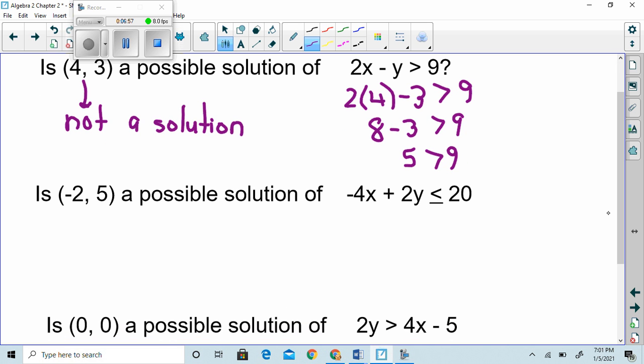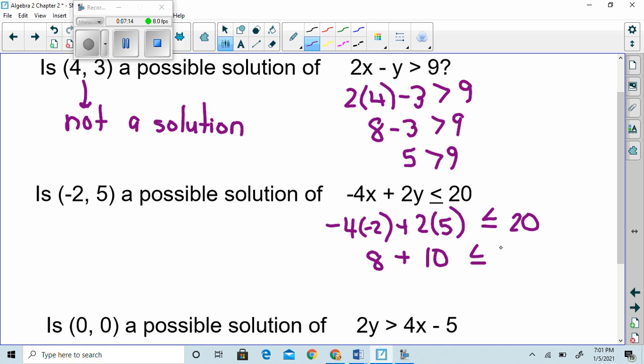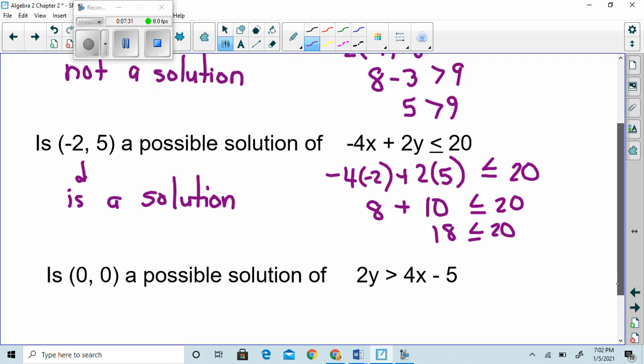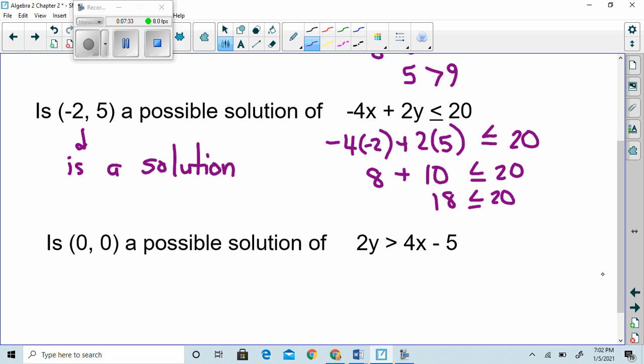Our next, let's replace x with -2 and y with 5. We'll simplify and we'll read that statement. I have 8 plus 10. Well, 8 plus 10 is 18. 18 is less than or equal to 20, so this is a solution. And as I did on the previous slide, I'm leaving this last one for you to set up and solve. The answer we'll review in class.